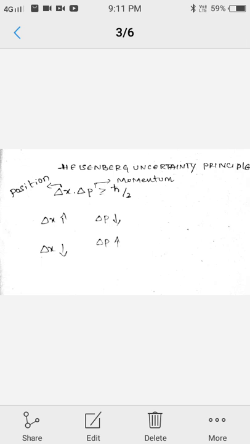In general, any observation of small things disturbs it. I repeat, attempting to determine its position changes its velocity. In general, any observation of small things disturbs it.